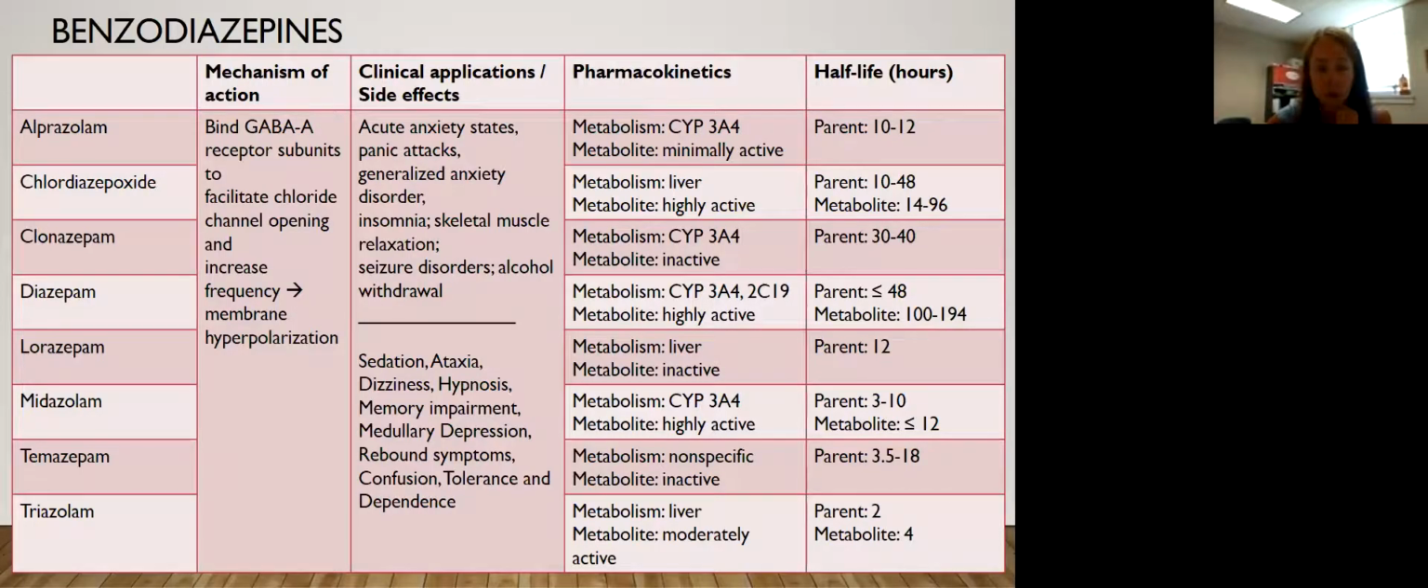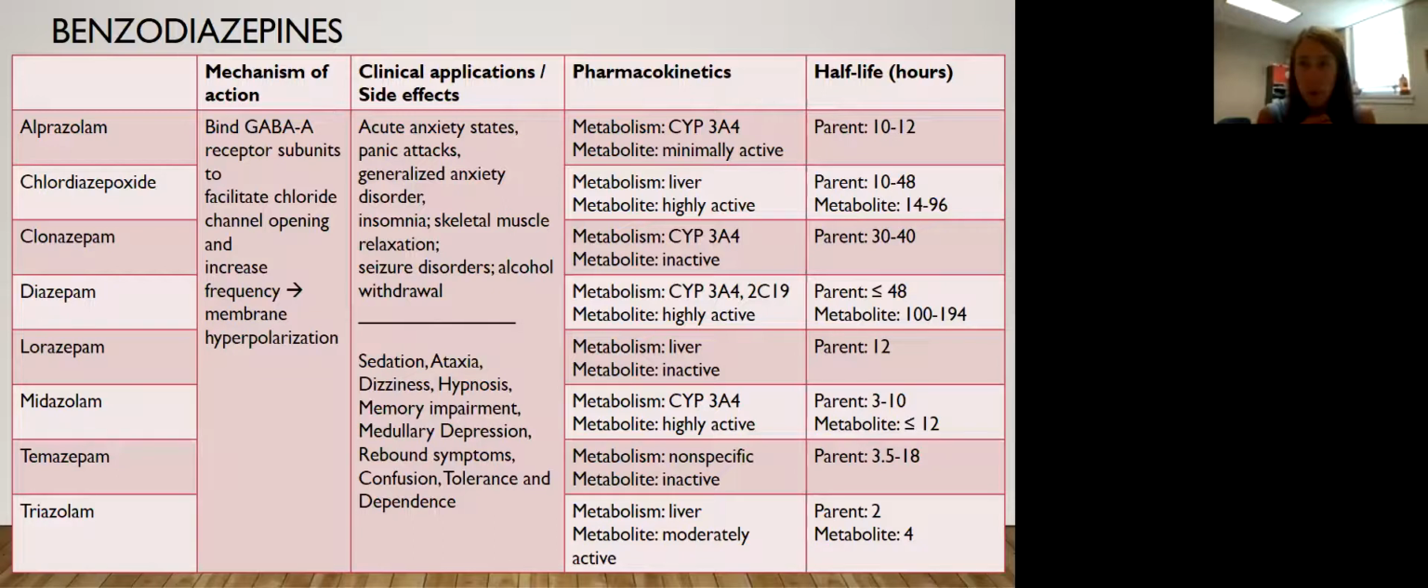The benzodiazepines all act in the exact same way. Their mechanism of action is exactly the same no matter which drug we're talking about. And they have many similar clinical applications and side effects. So you can see in the columns, those are combined for all of the benzodiazepines. The main differences between them result from their pharmacokinetics.